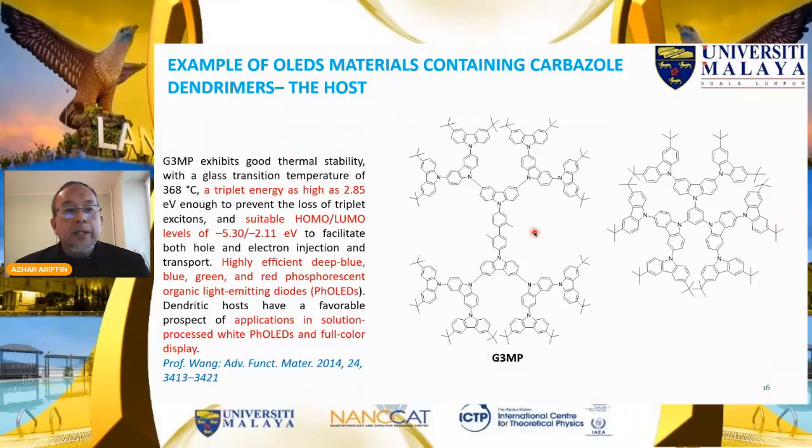So this is just one example of carbazole dendrimers in OLED study. This molecule was synthesized by Professor Wang and published in 2014. It caught our attention because at the same time one of my PhD students was also working on this kind of molecule, but we were just lucky that we did not have the tertiary butyl group, so we used the tertiary pentyl group. We get the same molecule but with a different substituent at this position. But what I'm trying to say here is that this is one example of carbazole dendrimers that have been proven to be good OLED candidates.